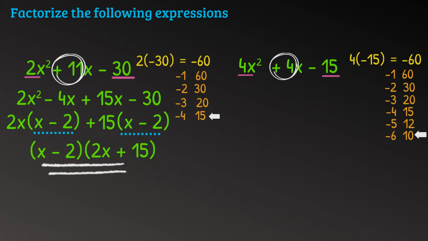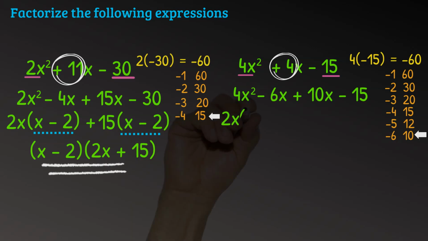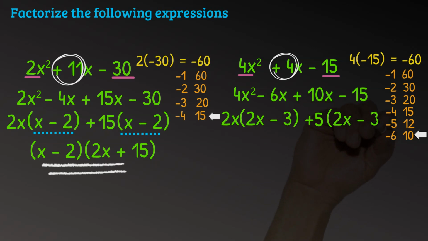We can then rewrite the expression and we replace plus 4x with minus 6x plus 10x. And then we can find the greatest common factor for the first two terms, which again is 2x here. And if we multiply that by 2x minus 3, we get 4x squared minus 6x. Then we find the greatest common factor for the second two terms, which is 5. And if we multiply that by 2x minus 3, we get 10x minus 15.